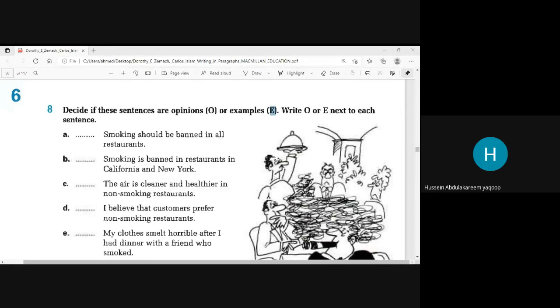Smoking is banned in restaurants in California and in New York. That is a fact. It is a fact, but this exercise is about opinion and example. I'm not talking about facts now. That previous exercise was about fact and opinion. Now it is about opinion and example. The electricity turned off. I didn't get anything for the past 5 minutes. Okay, never mind.